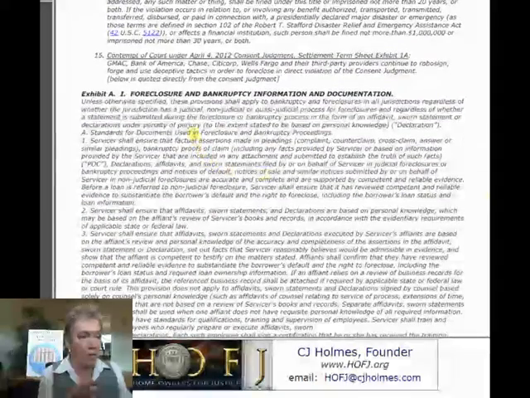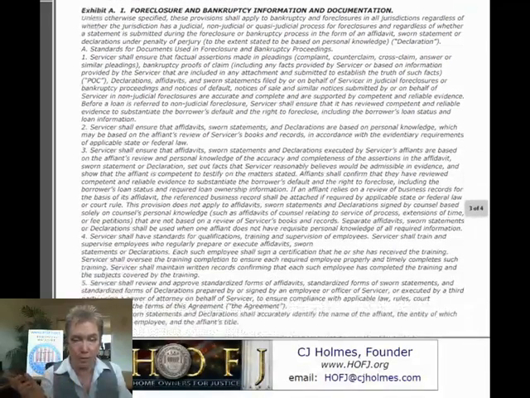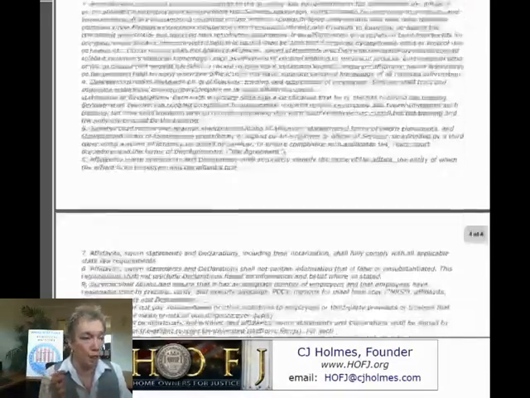And I've named them: GMAC, B of A, Chase, Citicorp, and Wells, and their third-party providers continue to robo-sign, forge, and use deceptive tactics in violation of the consent order. And so this is the quote. You can read the quote. Now, when you pull up this document on the website, I've quoted this.